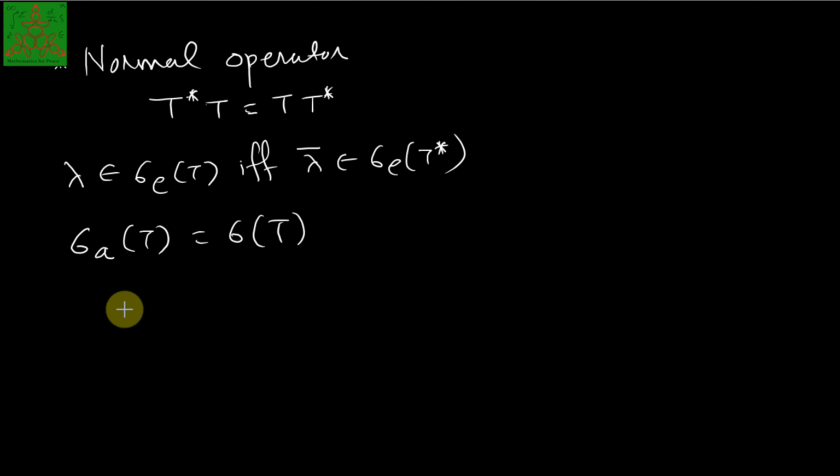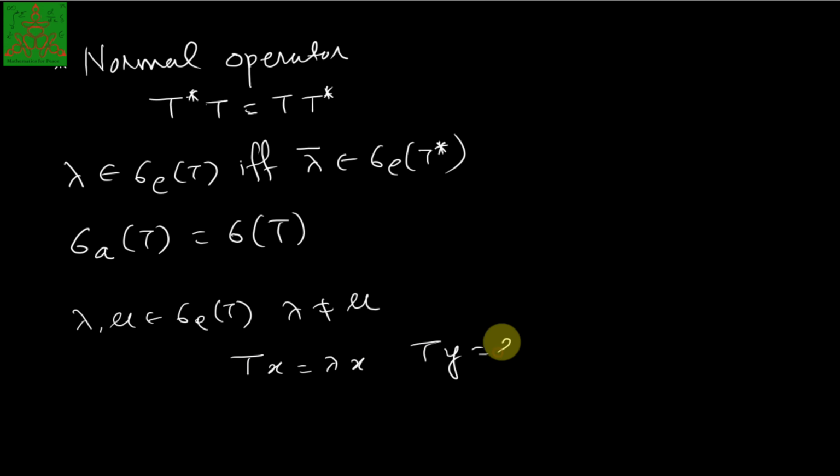Then we have seen that if you have two eigenvalues, lambda and mu, belonging to the eigen spectrum of T, and lambda and mu are not the same, with T x equal to lambda x and T y equal to mu y, so corresponding to lambda there is an eigenvector x, and corresponding to mu there is an eigenvector y, and these two are different, then x is perpendicular to y. So this condition implies that x and y are orthogonal.